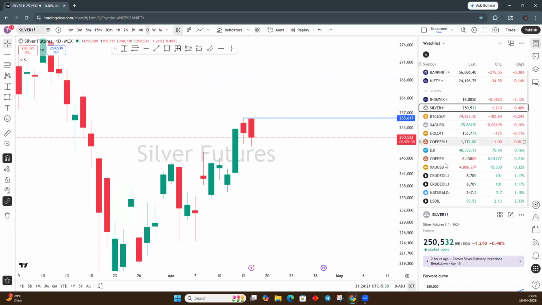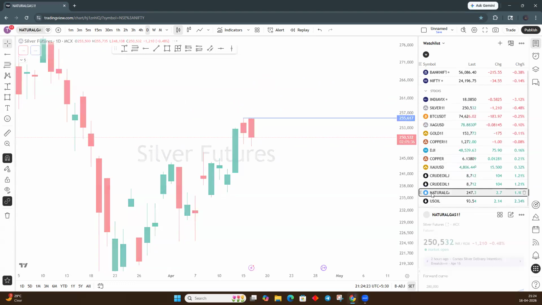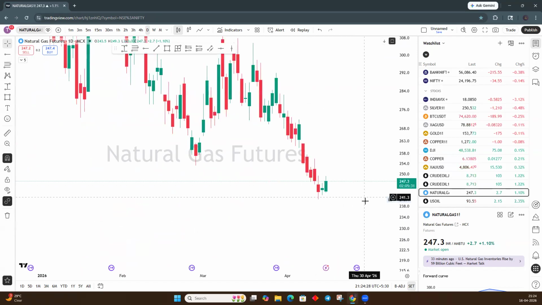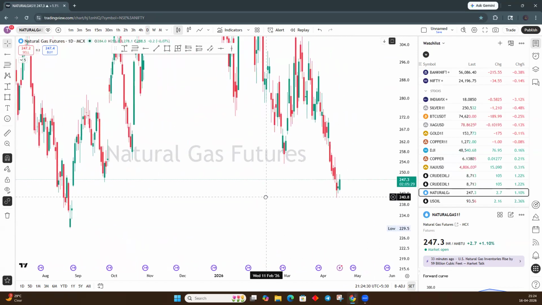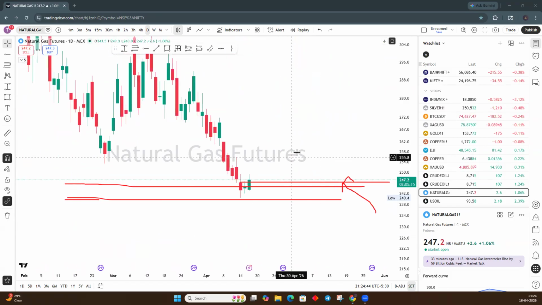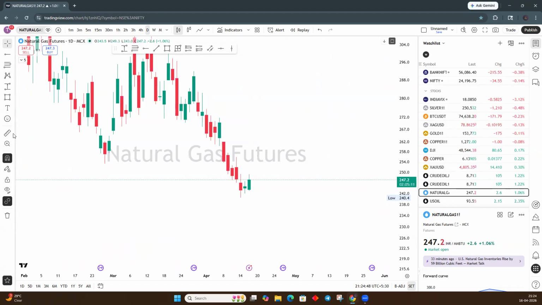Next, we will move to our natural gas, another commodity. For natural gas, again I have said that 240 is the main area from where we are getting some kind of pullback. Here there was a gap, and that gap has been filled now. And today you can see some positive closing in the natural gas. Now natural gas, after a good fall, we might see some pullback.